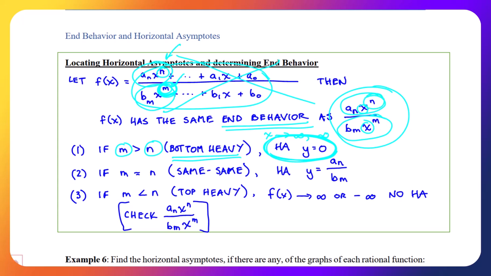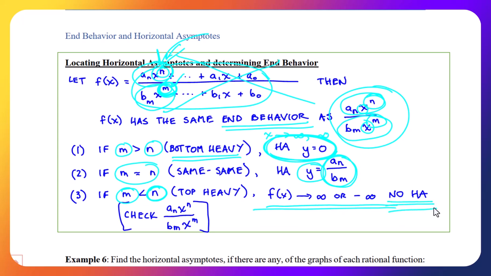If the exponents are the same, then neither one dominates, but they're the same, and so the ratio of the coefficients becomes the horizontal asymptote. And if it's top heavy, if the exponent on top is bigger, then the top is going to go faster and faster than the bottom, and that's going to go to infinity, which means I won't go to a number, and so there will not be a horizontal asymptote.